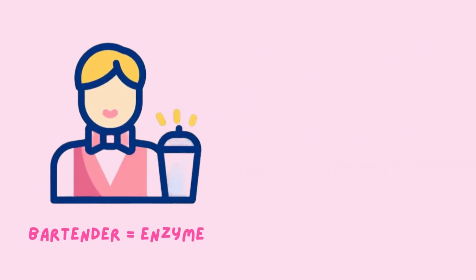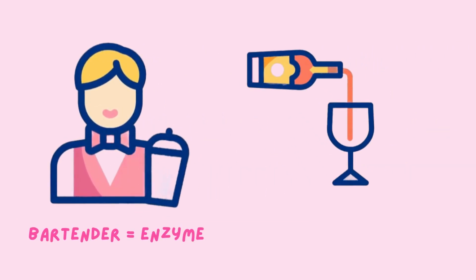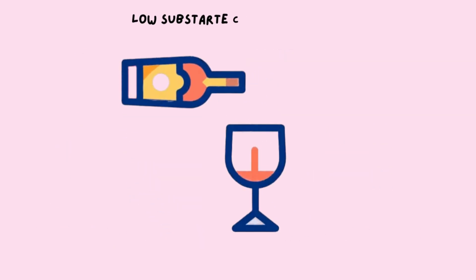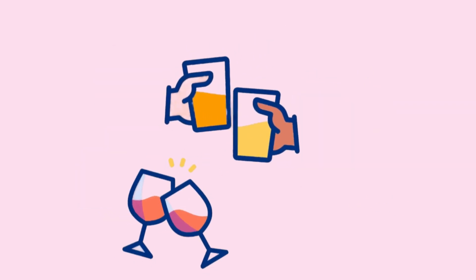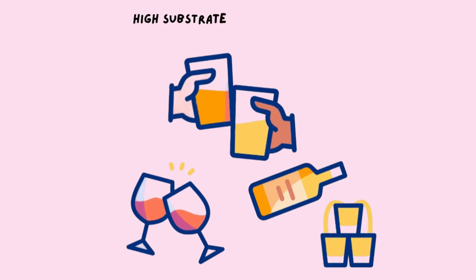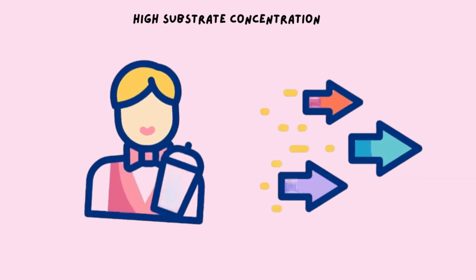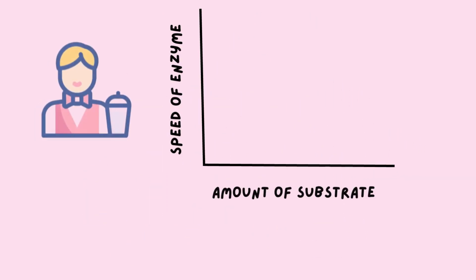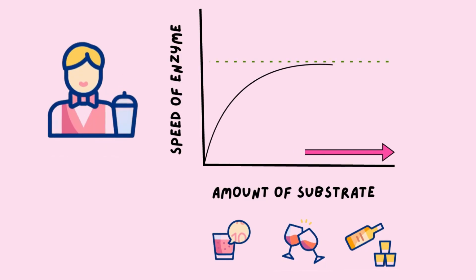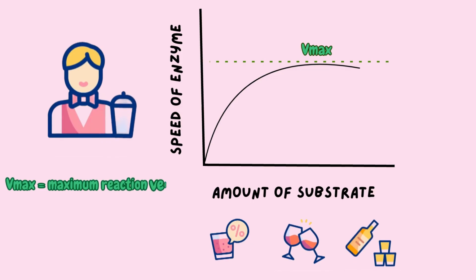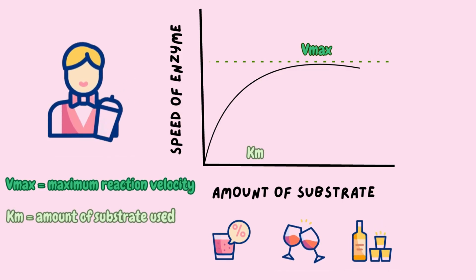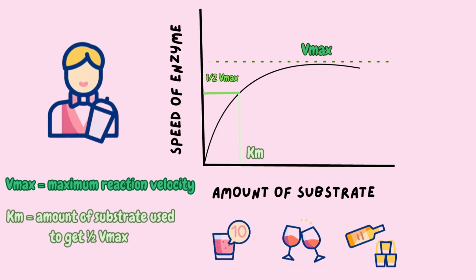Imagine you're running a bar. You hire the bartender, that's your enzyme, and they have empty glasses that need to be filled. That's your substrate. At first, when there's only one glass, a low substrate concentration, the bartender fills it easily and has time to rest. But as more glasses are placed on the counter, an increasing substrate concentration, the bartender works faster to keep up. Eventually, no matter how many more glasses you add, the bartender is working as fast as humanly possible. This is the Vmax, and the Km value is how many glasses are needed for the bartender to be working at half their maximum speed.